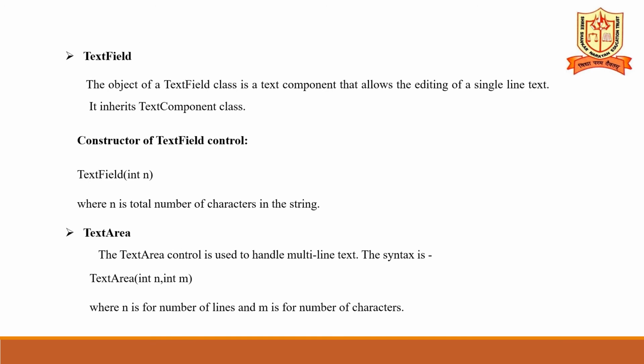In this slide, we will see the AWT control, that is text field. The object of the TextField class is a text component that allows the editing of single line text. It inherits the TextComponent class. The constructor is TextField(int n), where n is the total number of characters in the string. And the second control is text area. The TextArea control is used to handle multi-line text. The syntax is TextArea(int n, int m), where n is the number of lines and m is the number of characters. Is it clear? TextField is used for single line text and TextArea is used for multi-line text.